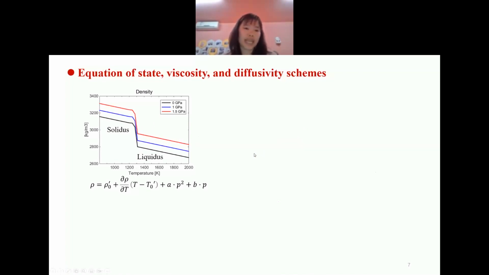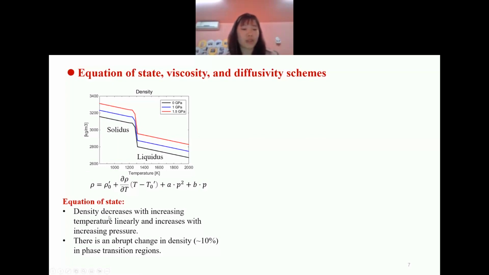Firstly is the equation of state. For simplicity, the relationship between density, temperature, and pressure is parameterized using a linear or quadratic approximation, as this figure shows. Similar to Earth's oceans, density decreases with temperature linearly and increases with pressure. But differently, there is an abrupt change of density in phase transition regions in our model. Currently a 10% increase in density from liquid to solid phase is considered.